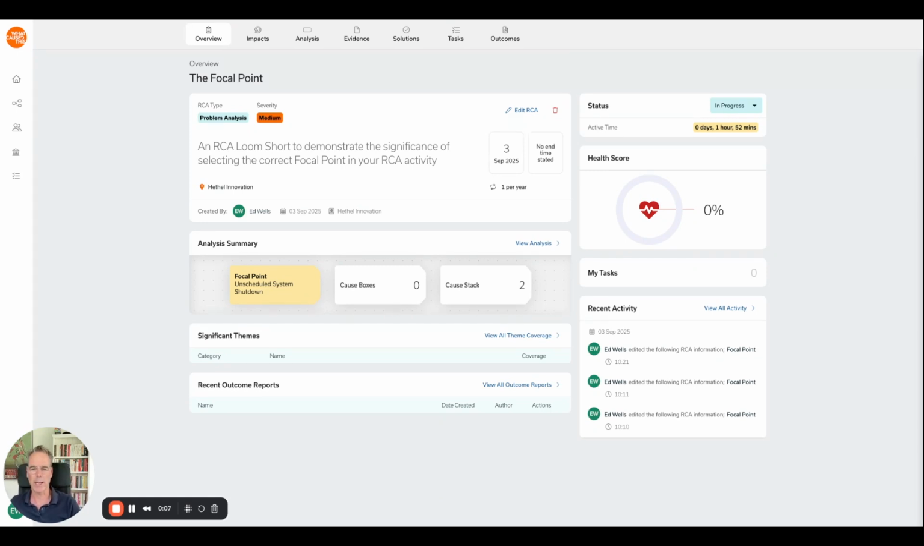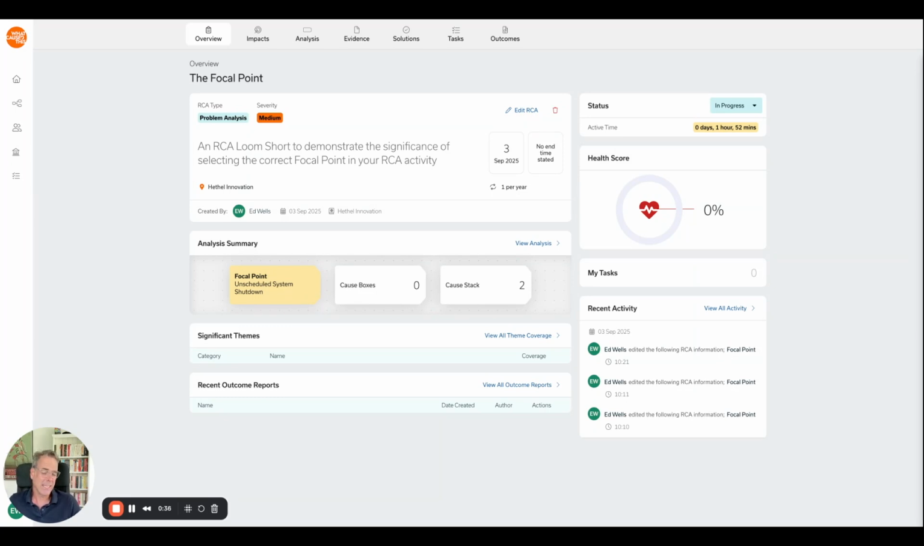Today we're going to be looking at a very significant part of the RCA process, something which is called the focal point. The focal point of an RCA is absolutely critical because whether it's a problem, a risk, or an opportunity that the RCA team are looking to deal with, the problem definition or the defined risk or the clear opportunity starts our analysis. It's the lens in which we look through. Hence, it's often described as that focal point.